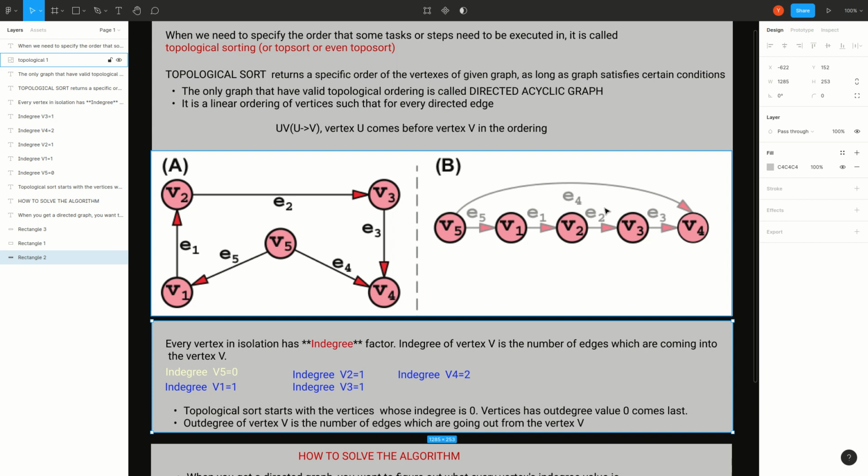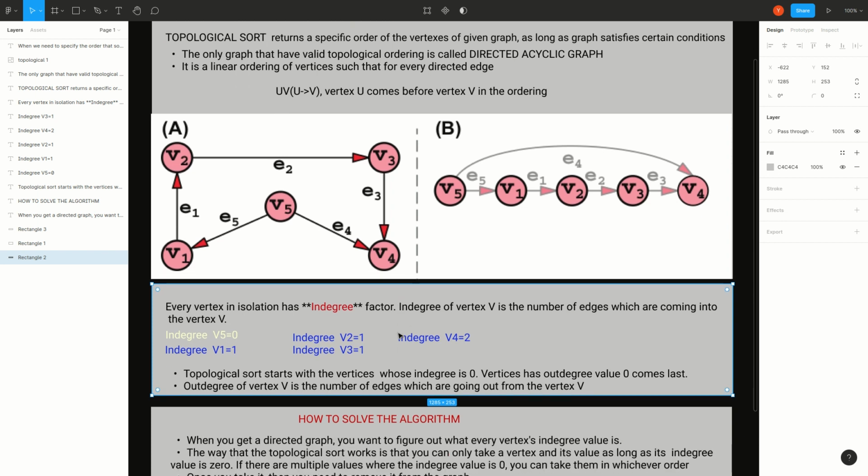But we can topologically sort only if our graph is a directed acyclic graph. As you see here, each vertex is directing to another vertex, and there is no cycle here. But before we start to topologically sort, we have to get the in degree values of each vertex. In degree of vertex V is the number of edges which are coming into the vertex V. And I already put the in degree values of each vertex.